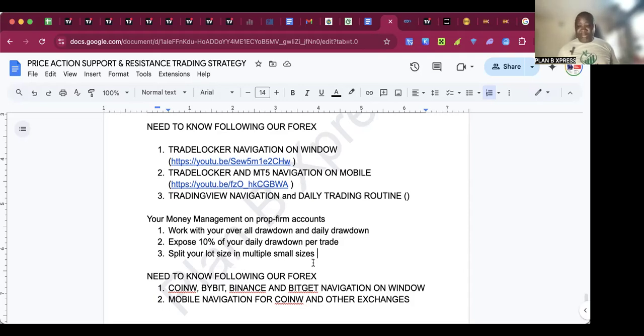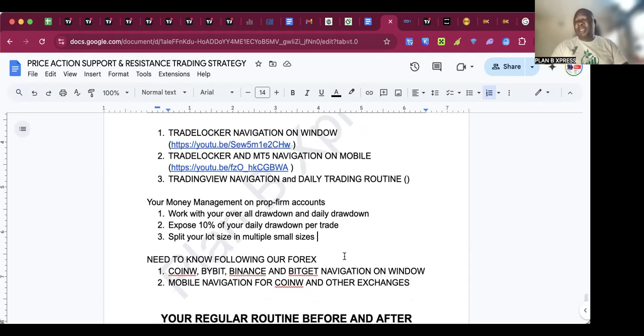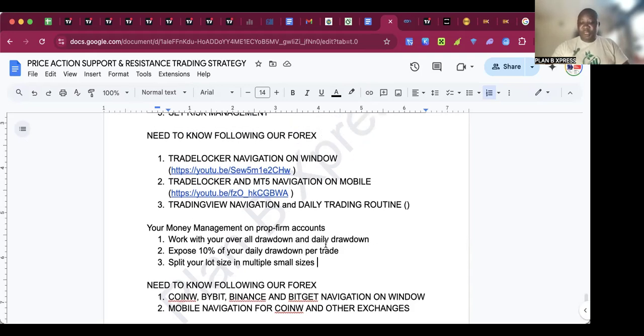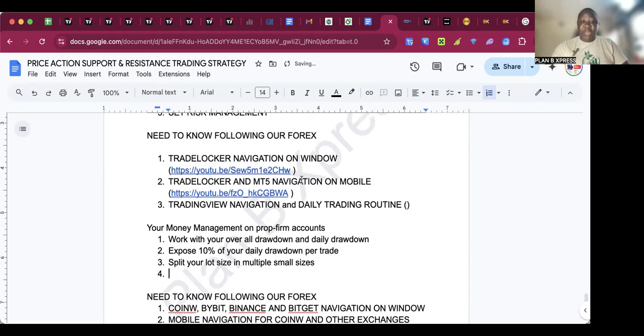If it's gold, don't try it. For gold and NAS, your account size should not go lower than what I've just said. Maybe if it's gold, the highest is 0.1. So divide your 0.1 by 5, which will be 0.02. Does that make sense? So expose 10% of your daily drawdown per trade. Split your lot size into multiple small sizes. I hope this is important and enough for you.